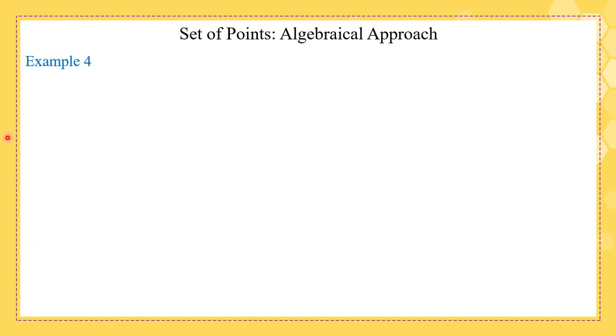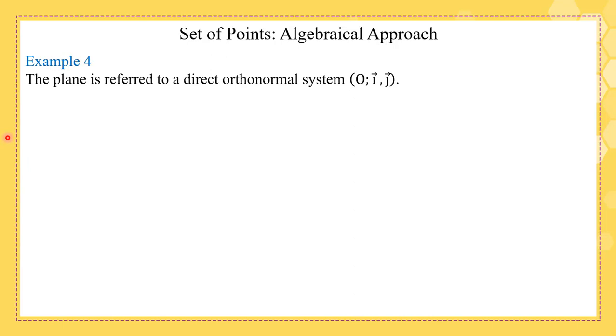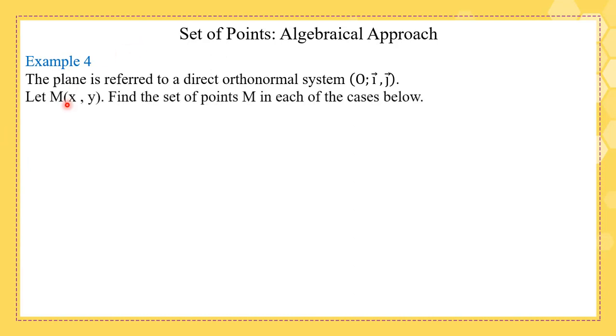Let's see this example that clarifies the idea. The plane is referred to a direct orthonormal system xOy, and the question is to find the set of points M in each of the cases below. The first case, remember, you have to ask yourselves the question, is this an equation of a line or a circle? And we know from here that y is minus 2x plus 4, which is a line. So M varies on the line with the equation y equals minus 2x plus 4. As easy as you see.